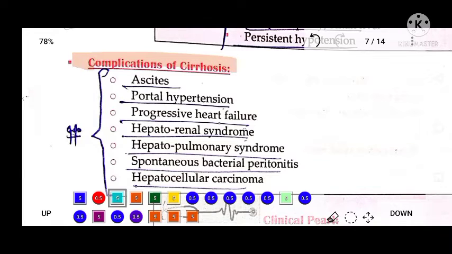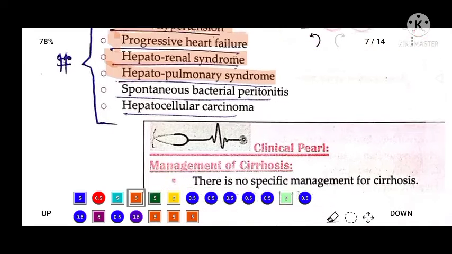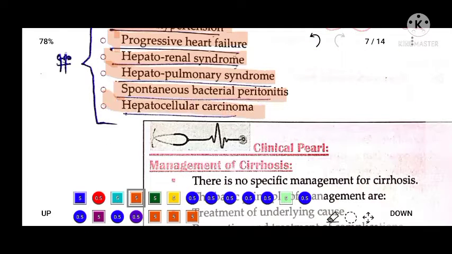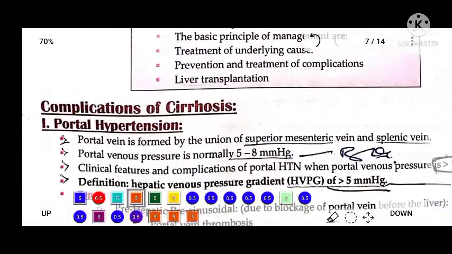Now, complications of cirrhosis can be ascites, and in ascites there is accumulation of fluid in the peritoneal cavity of more than 500 milliliters, then portal hypertension, progressive heart failure, hepatorenal syndrome, hepatopulmonary syndrome, spontaneous bacterial peritonitis, and hepatocellular carcinoma.